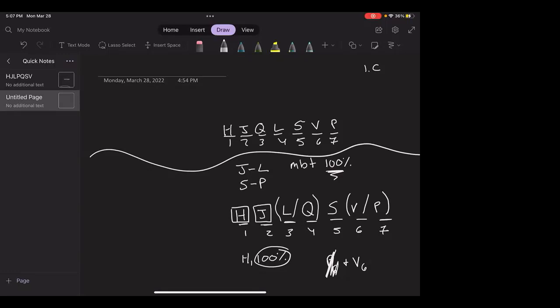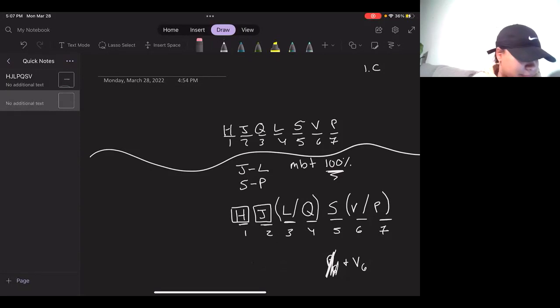Meaning it could be impossible, right? Very extreme polar opposite where it is 0% chance of happening, or it's a 50-50 chance. But 0 and 50 is not the same as 100. Cool? All right, so let's take a look at our answers.